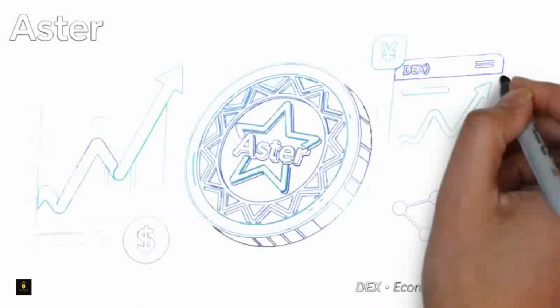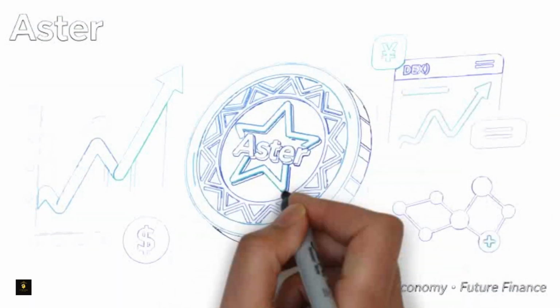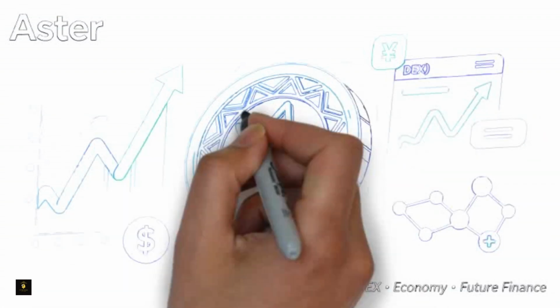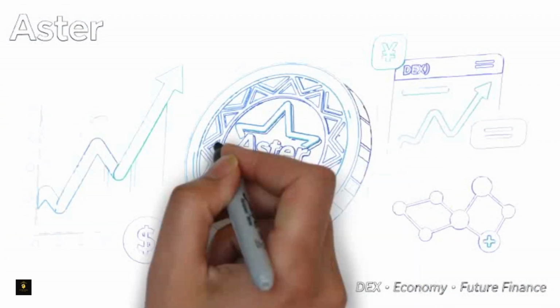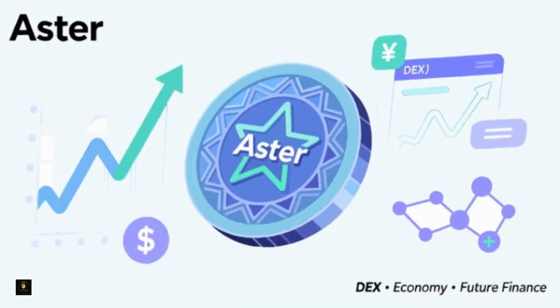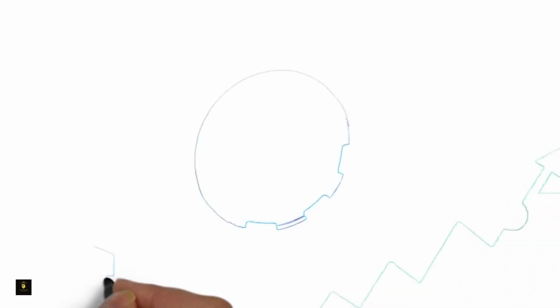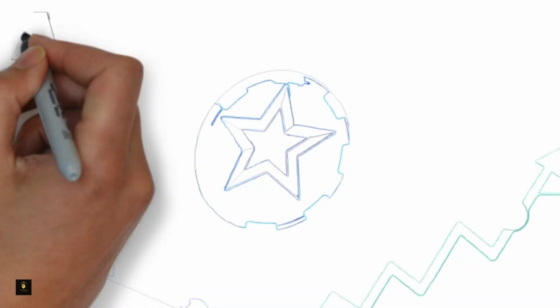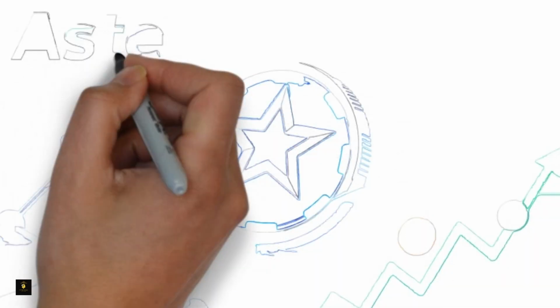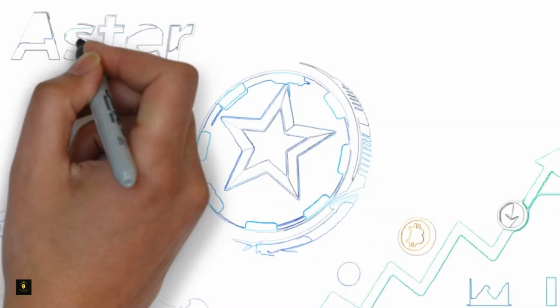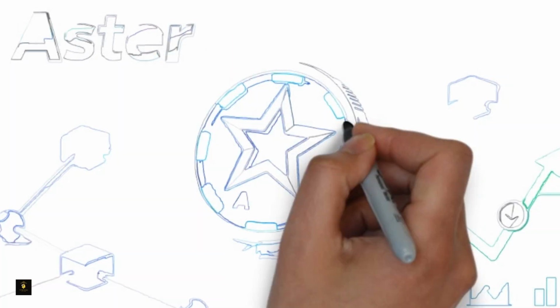Governance, AST holders can participate in the governance of the protocol by voting on proposals that dictate its future development and parameters. Staking and rewards, users can stake their AST tokens to help secure the network and earn rewards in return. Payments, serves as a medium of exchange within the Aster ecosystem, including its DEX.